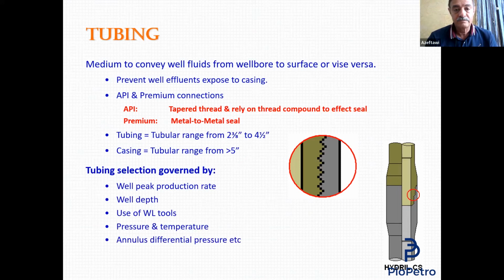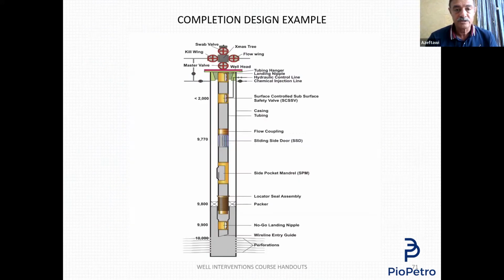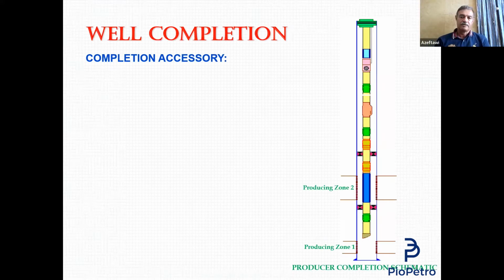Let's go to the accessories we run in the completion. What we see here is a typical completion tubing, which is in yellow color. And you see these different colors, which are different accessories we tighten to the completion while running in the hole. Each piece of these accessories, we run it in the hole because it helps us to do a certain function that we need.